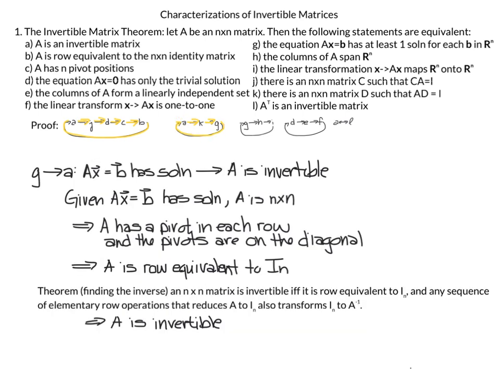Next, we'll do G implies A, where G is the equation AX equals B has at least one solution for each B, implies A, A is an invertible matrix, so I have it written here. So given AX equals B has a solution, and A is an n by n matrix, then A has a pivot in each row. We've already determined that, and that the pivots are on the diagonal. We've seen this in a previous little proof. So that means A is row equivalent to the identity matrix, and from this theorem, which we've also seen in a previous proof, an n by n matrix is invertible if and only if it is row equivalent to the identity matrix. So we are done with this cycle.